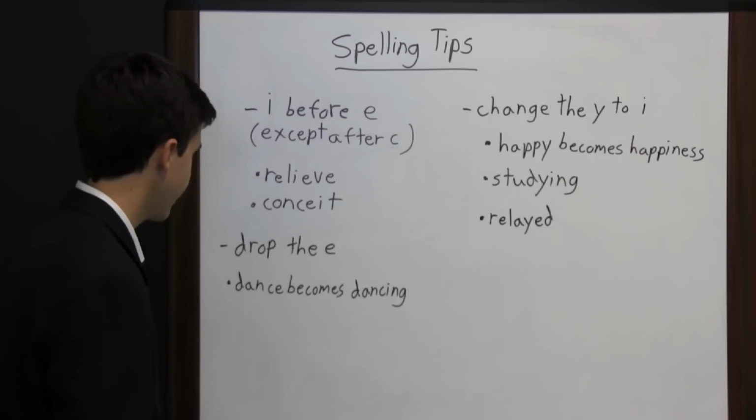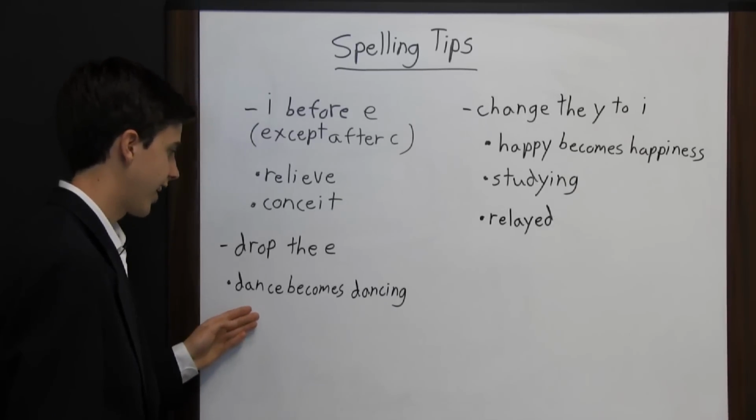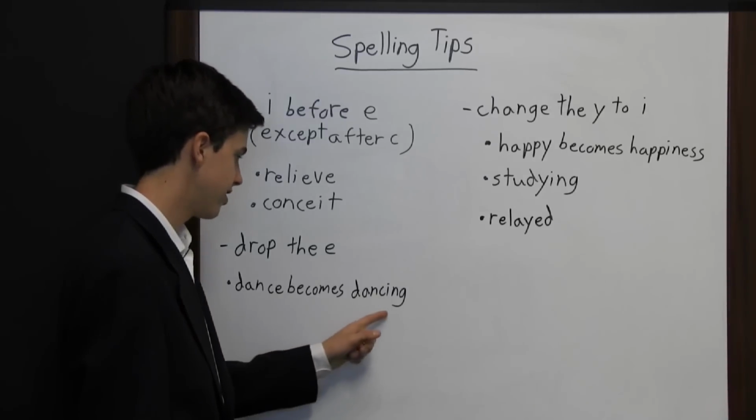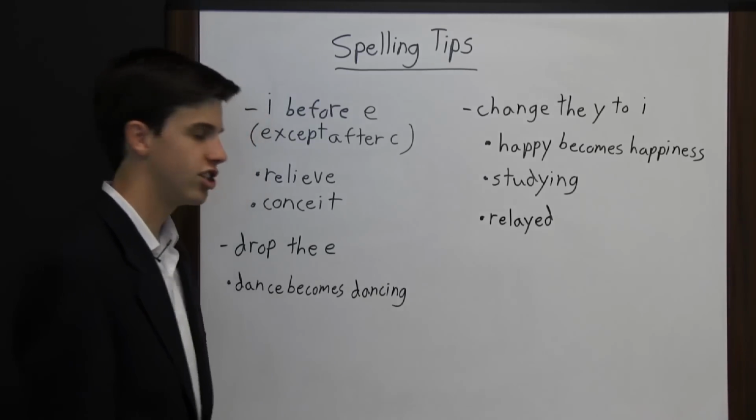Another tip is drop the E. So if you have the word dance and you're adding ing to the end, just drop the E from the end so that dance becomes dancing, D-A-N-C-I-N-G.